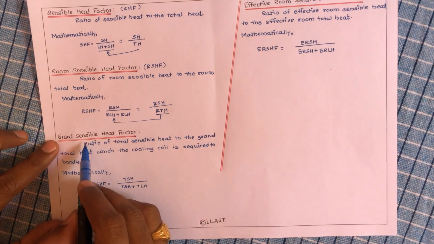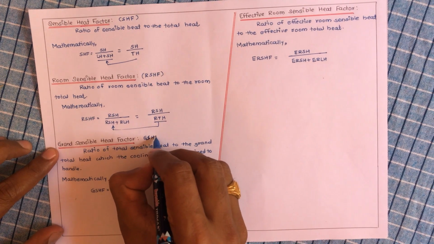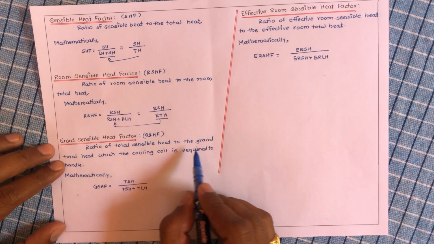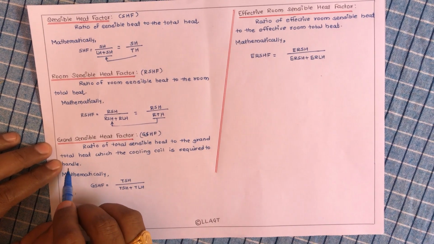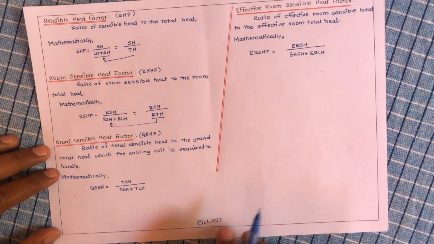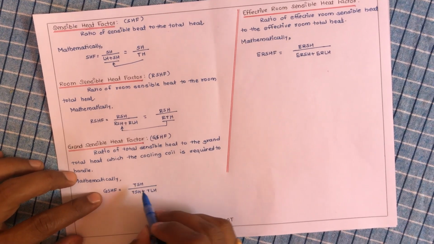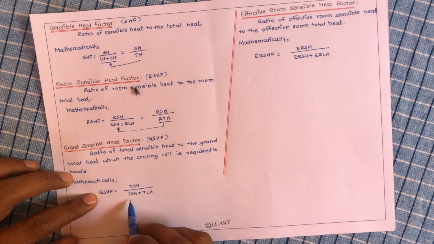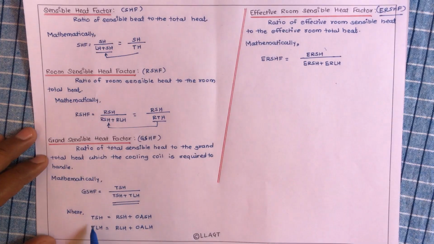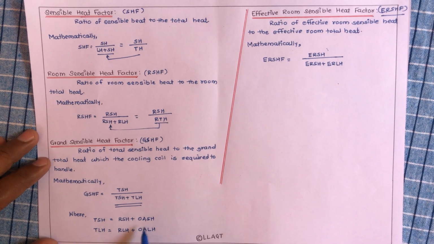Similarly, let us define grand sensible heat factor, that is GSHF. It is the ratio of total sensible heat to the grand total heat which the cooling coil is required to handle. Mathematically, I can write grand sensible heat factor is equal to total sensible heat over total sensible heat plus total latent heat. This total sensible heat is equal to room sensible heat plus OASH.